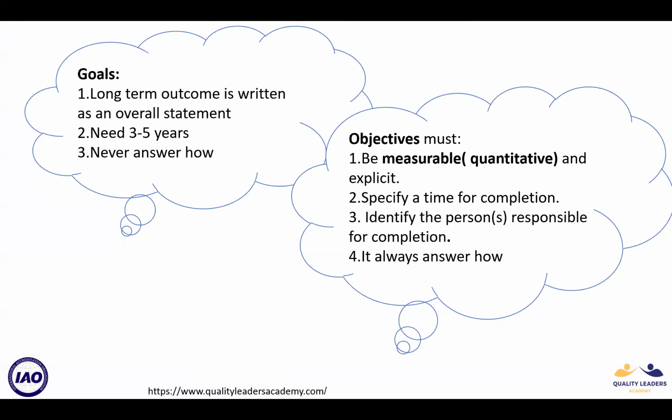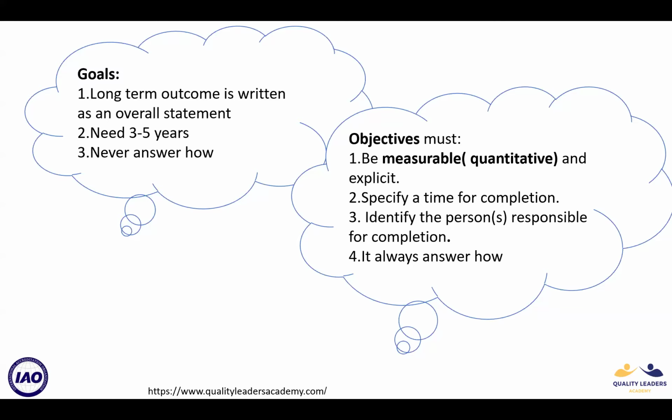Now, what are goals and what are objectives? See, a goal is a long term outcome and is written as an overall statement. It needs somewhere around 3 to 5 years, and it never answers how we are going to achieve that. Whereas objectives are measurable, quantitative, and explicit. They specify a time for completion, identify the person who is responsible for completion, and also answer how you are going to meet that objective.